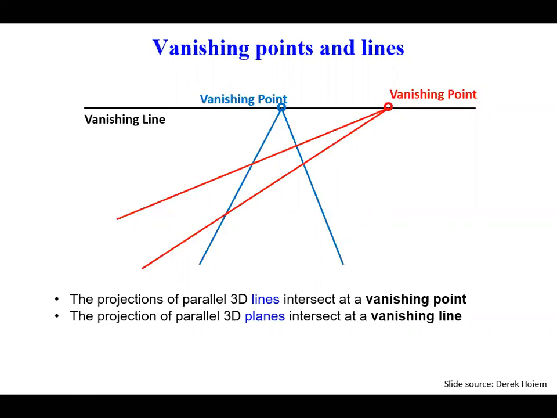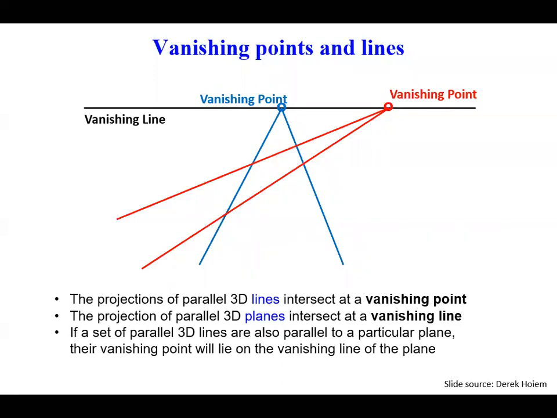But also the projection of parallel 3D planes will intersect at a vanishing line. So if you have two planes parallel to each other, they will also intersect in the projection, but in a line instead of in a point. Yes, in a line.